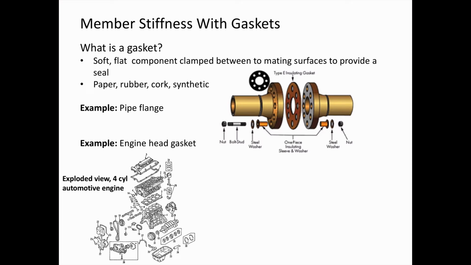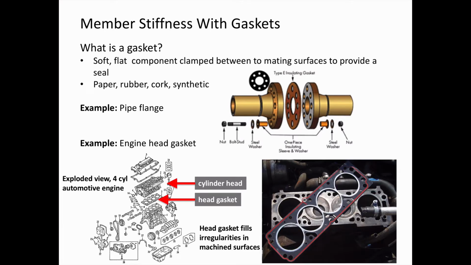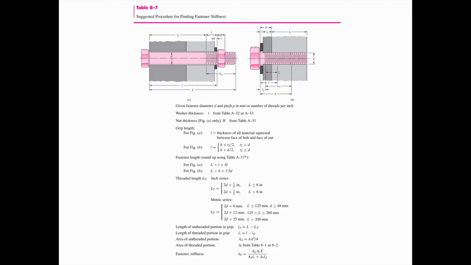Here's another example, an engine head gasket. So there's a cylinder head and there's a head gasket. And here's a closer up view of a head gasket laying across a cylinder block. The head gasket, with its softer material, is designed to fill irregularities in machined surfaces. The textbook has a nice procedural workflow for estimating stiffnesses, and I'd recommend that you have a look at this. It may be helpful for you in working through bolted joint analysis.